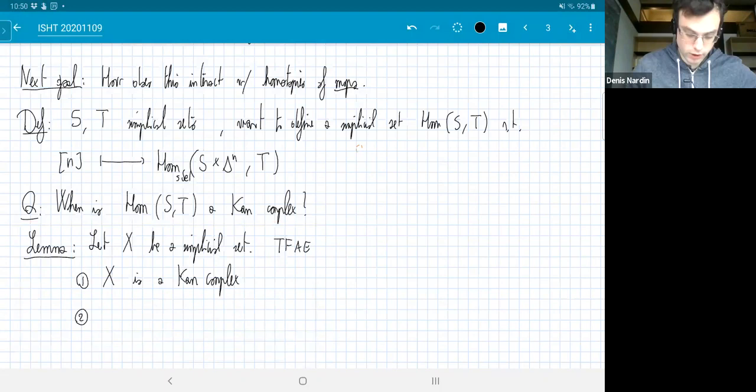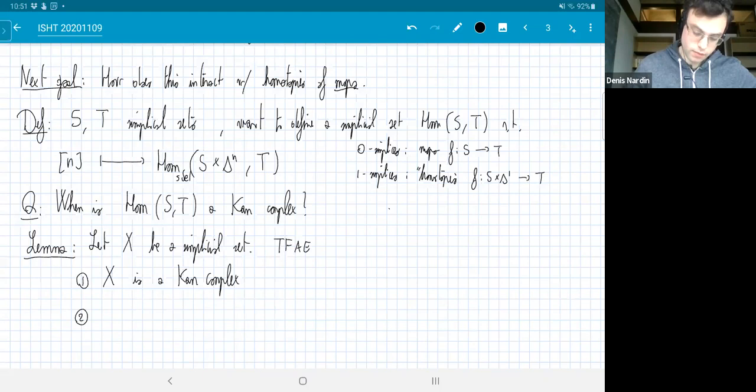Zero simplices, maps F from S to T, one simplices, homotopies, etc.